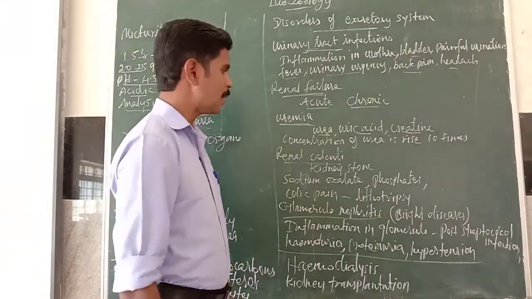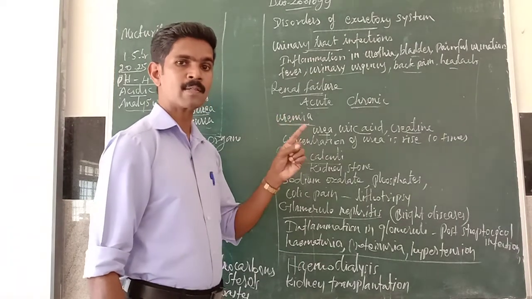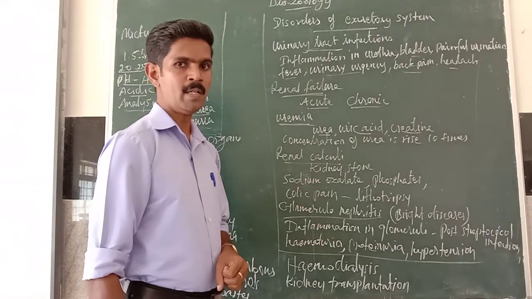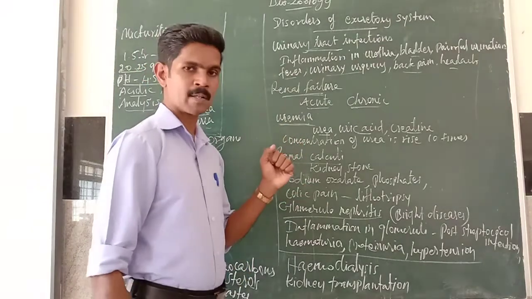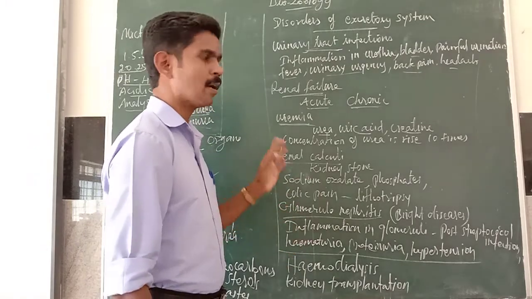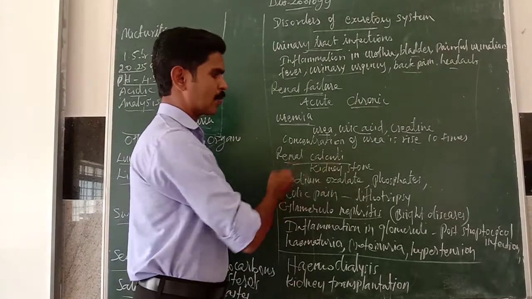Understand? Normally, if anyone is affected with this uremia condition, their urine's concentration is 10 times more than the normal urine. Those who are affected with this uremia disorder, their urine is 10 times more concentrated than the normal urine. Understand?